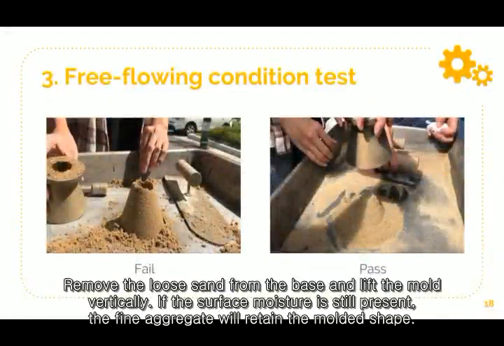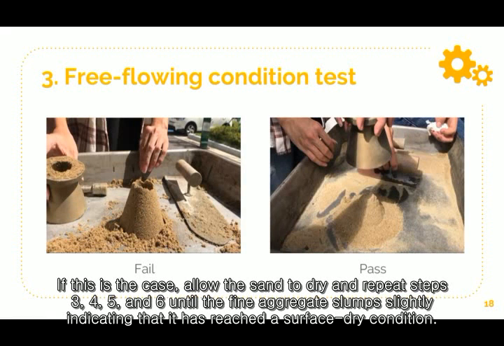Remove the loose sand from the base and lift the mold vertically. If surface moisture is still present, the fine aggregate will retain the molded shape. If this is the case, allow the sand to dry and repeat steps 3, 4, 5, and 6 until the fine aggregate slumps slightly, indicating that it has reached a surface dry condition.